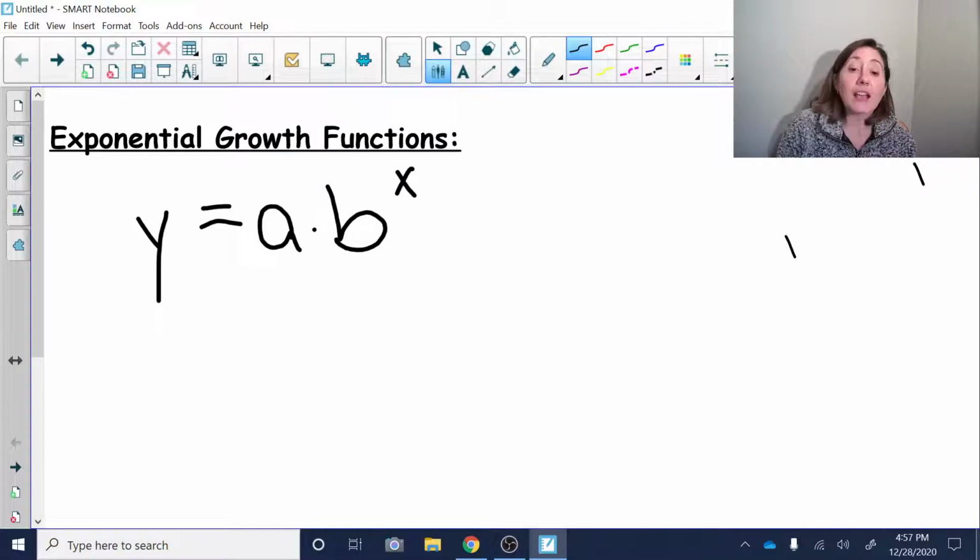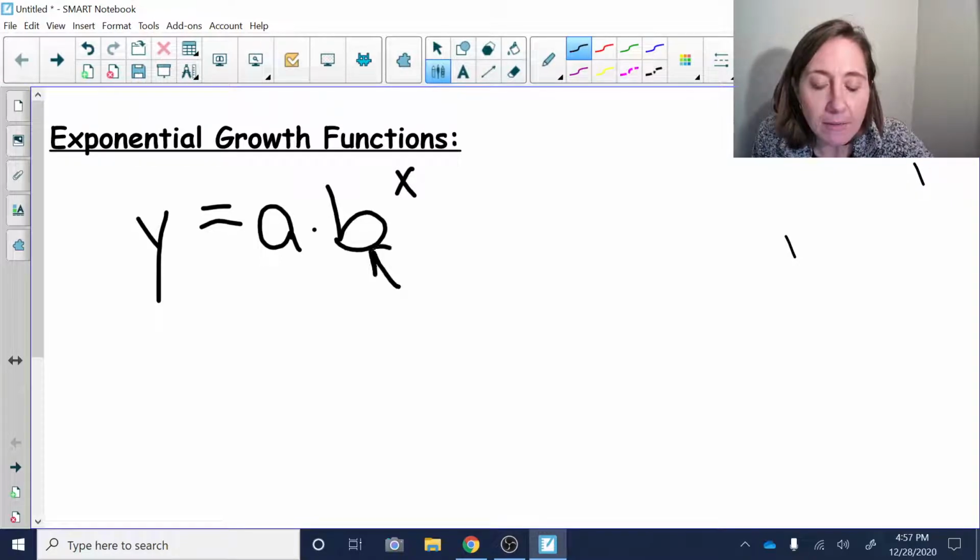So the reason these are called exponential functions is look where your x variable is. Do you see how it's up in the exponent spot there? The variable's in the exponent. What should we call this? Exponential. So there you go. Exponential functions. B is the base here.